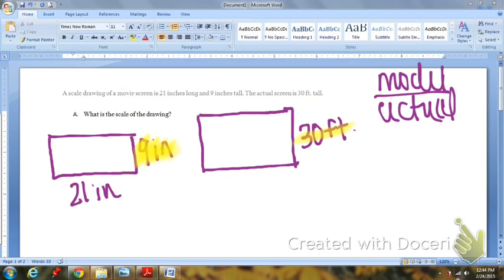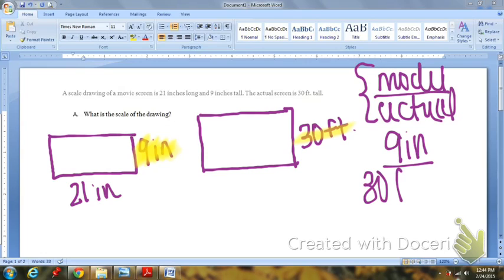So now we're going to set up our ratio because scales are ratios just like we wrote right here. So now we have 9 inches over 30 feet. We also want to write our scale in simplest form. Is 9 inches over 30 feet in simplest form? No, it is not. So now we will reduce. What can we reduce by that will still give us a nice number? Well, by 3. So we're going to divide both by 3. 9 divided by 3 is 3 inches. And 30 feet divided by 3 is 10 feet.